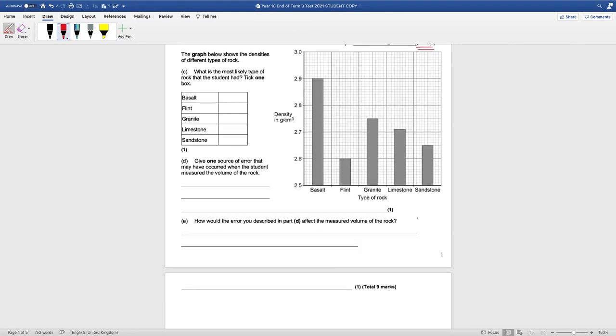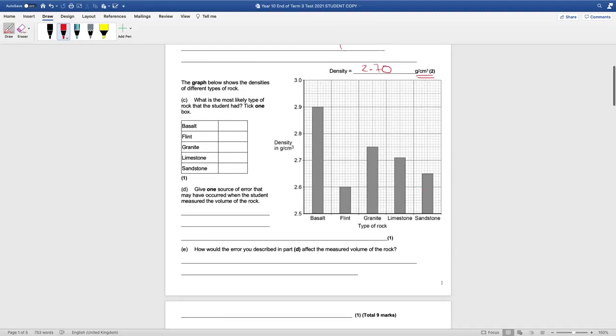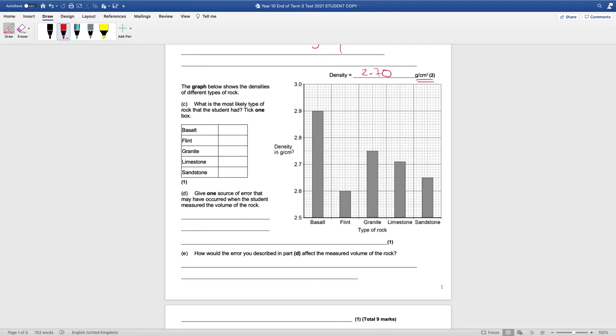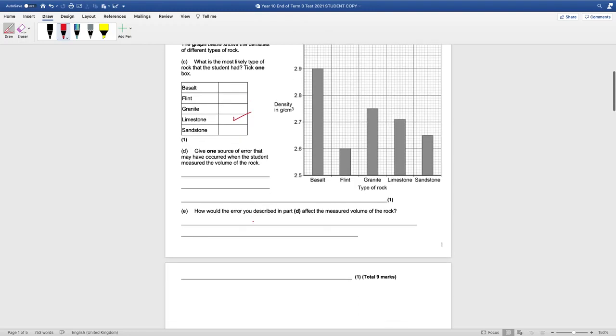Part C. Densities of different rocks. Which is most likely the type of rock the student had? Well, we need a density that is similar to 2.7. And what have we got? Well, limestone is very close to 2.7. The others are all further away. So we'd say limestone. One source of error.